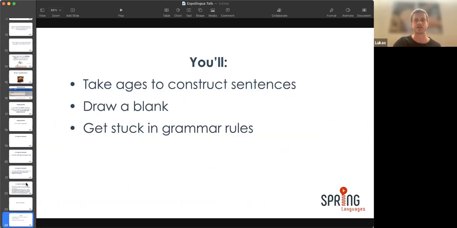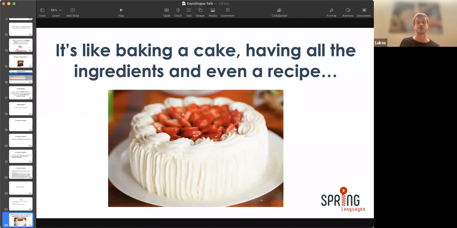Why? Well, because it takes ages to construct sentences that way, right? You draw a blank, you get stuck in grammar rules. You keep thinking about every single word that you want to say. And if you learn that way, well, you make so many mistakes, right? It's like baking a cake. When you have all the ingredients for a cake, you have the strawberries and the cream and everything you see here, it looks like a delicious cake. So you have all the ingredients. You also have a recipe, right, which would be your grammar rules.